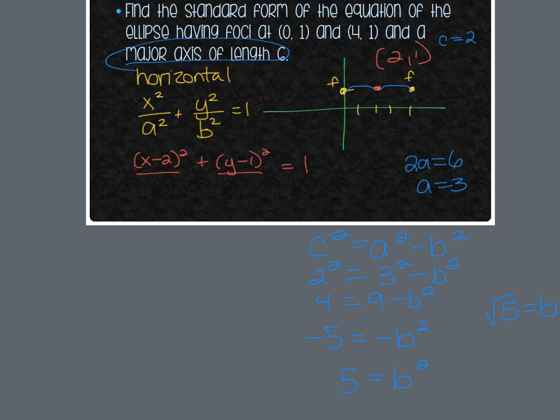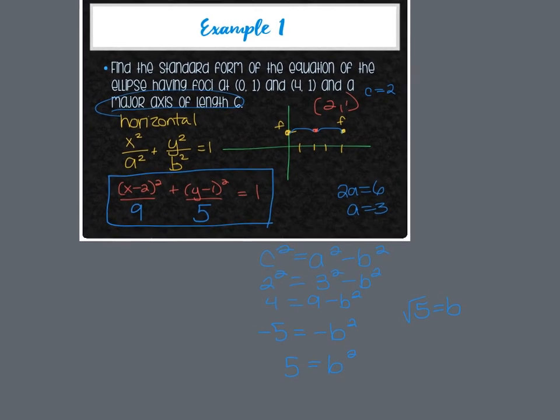So we said the X got the A because it's on the major axis, which means A squared goes in the bottom here, which would be 9. And we said the B would go with the Y because that's the minor axis, and B squared is 5. And there's your equation.